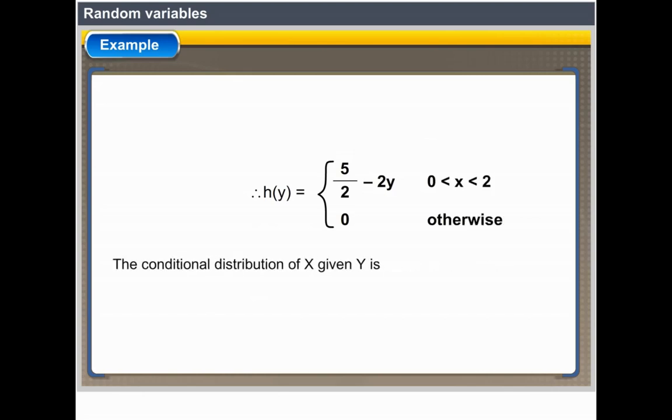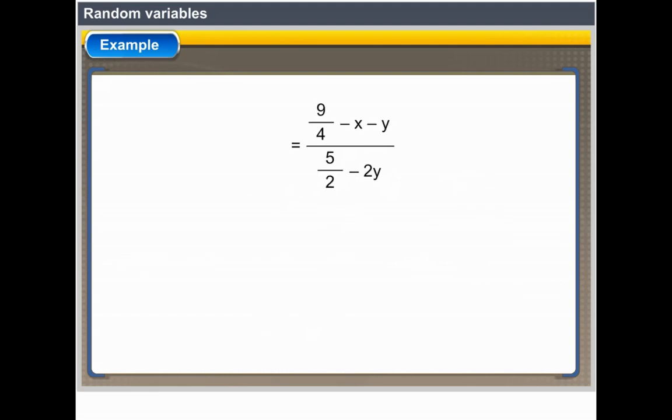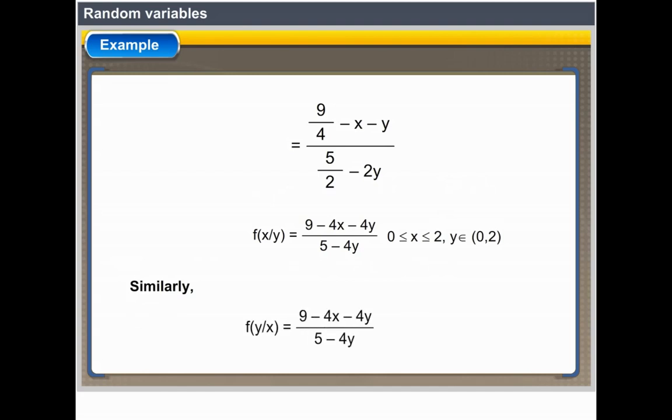The conditional distribution of x given y is f(x given y) equals f(x, y) divided by h(y). We substitute the values: (9/4 minus x minus y) divided by (5/2 minus 2y). Then f(x given y) equals (9 minus 4x minus 4y) divided by (5 minus 4y) for 0 ≤ x ≤ 2, y belongs to (0, 2). We get this by taking the LCM and doing some simplification. Similarly, f(y given x) equals (9 minus 4x minus 4y) divided by (5 minus 4y) for 0 ≤ y ≤ 2, x belongs to (0, 2).